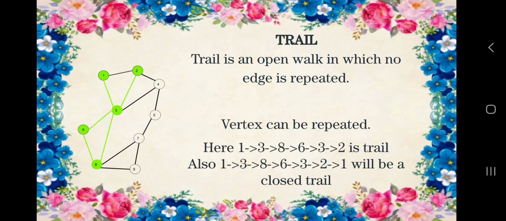Next is a trail. A trail is an open walk in which no edge is repeated. So a vertex can be repeated; in a trail, the vertex alone can be repeated. Here, I have given two examples in the same diagram. You can just check it out.